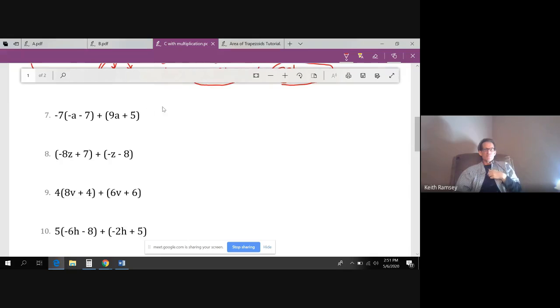Let's look at number 7. This a, this negative a, really means negative 1a. So this is negative 7 times negative 1a. Negative times a negative is a positive 7.